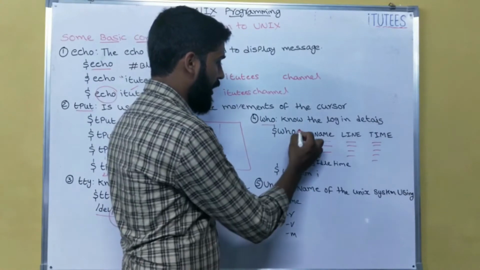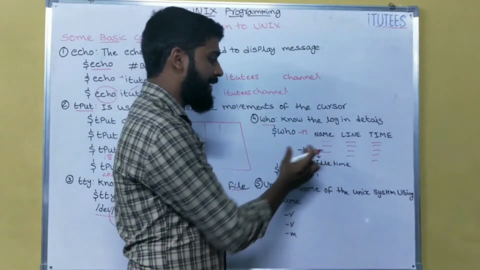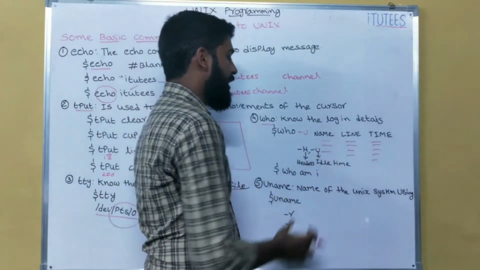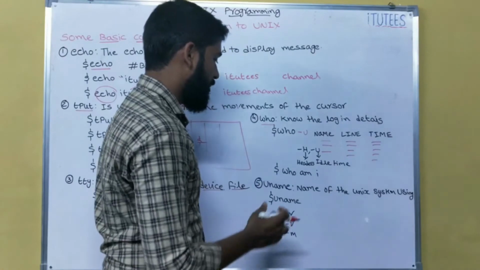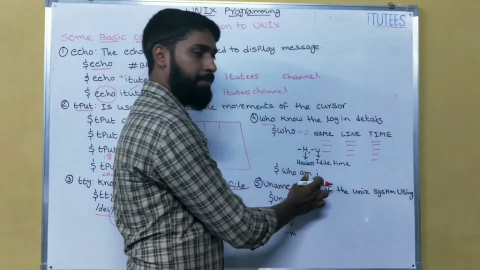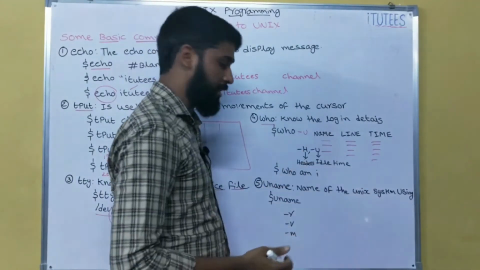If I use -H, then it displays the details with headers. If I use -u, then it displays the idle time of the users. If I want to know my own login details, then I can use who am i. That's it. If you give this command, it returns your details.